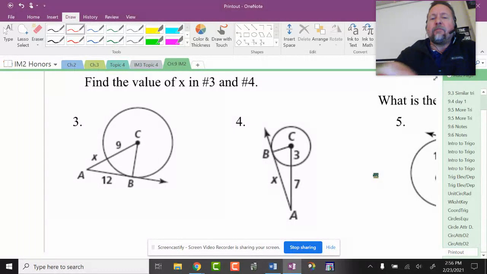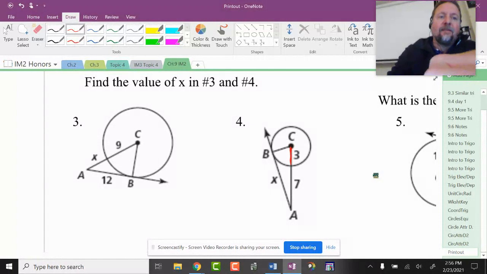I choose to do number 4 because I want you to do number 3. So look at this problem solving. Hey, that's a radius. So what's this length?